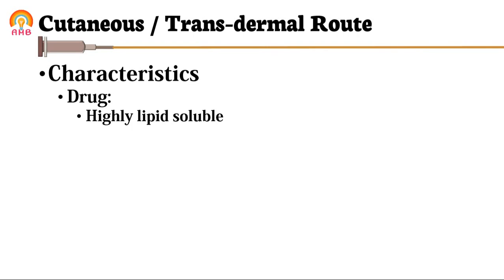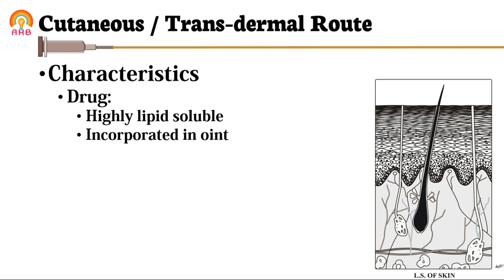To improve absorption of drug by cutaneous route or transdermal route, drug can be incorporated in the form of ointment, and it is applied over the skin. So mostly ointments are having oil basis. There are more chances of absorption of drug by cutaneous route. So mostly ointment form is used whenever we want to introduce drug by cutaneous route.